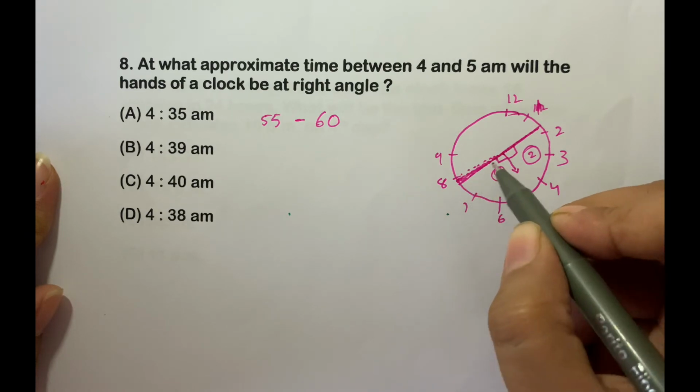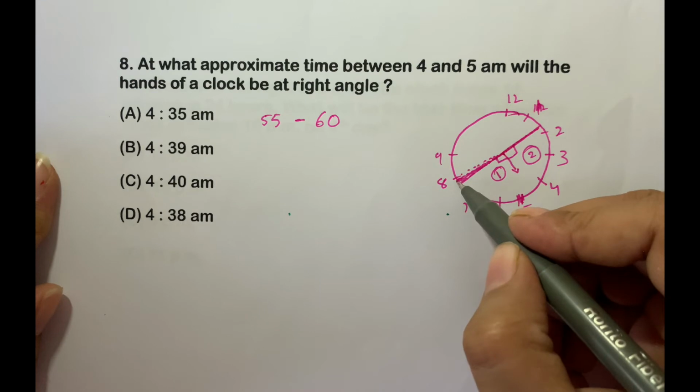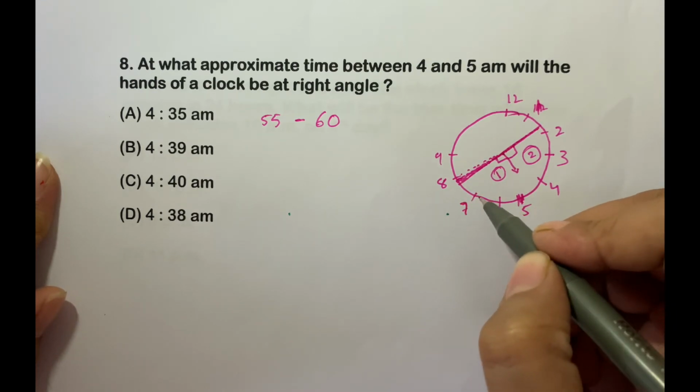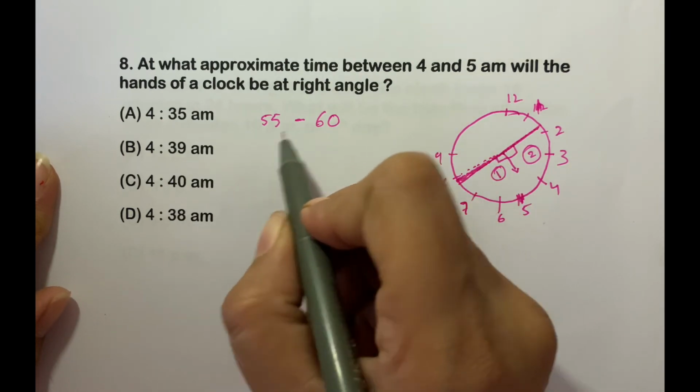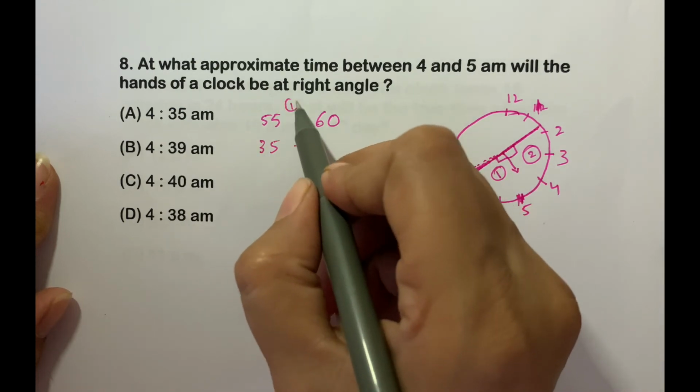So here the minute hand has crossed 7. 7 means 35 minutes, but it has not crossed 8 yet. 8 is here. So we are supposed to take this 7 as the reference, and this is 35. So 55 spaces are gained in 60 minutes. 35 spaces are gained in how many minutes? This is the first possibility.